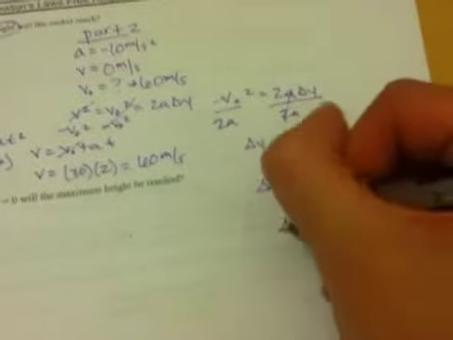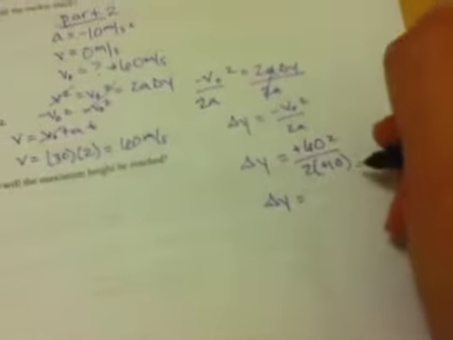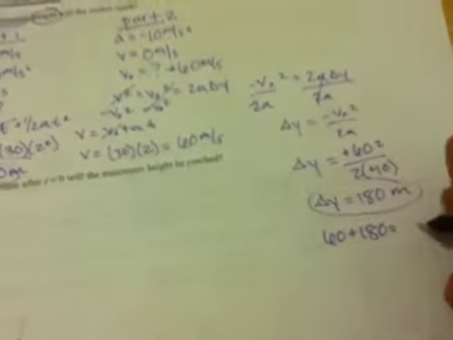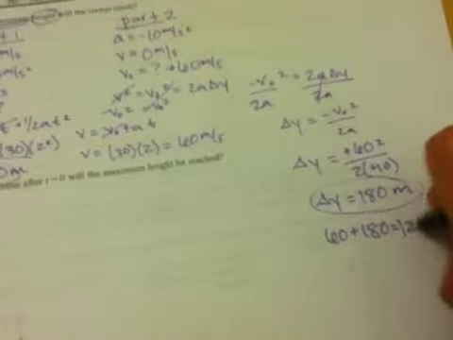Then change in y is going to equal negative 60 squared all divided by 2 times negative 10. These negatives are going to cancel out, and so we get a change in y for this part to be 180 meters. Now we have our change in y for part 1 and change in y for part 2. Now we just need to add them together. So 60 plus 180 ends up equaling 240 meters.